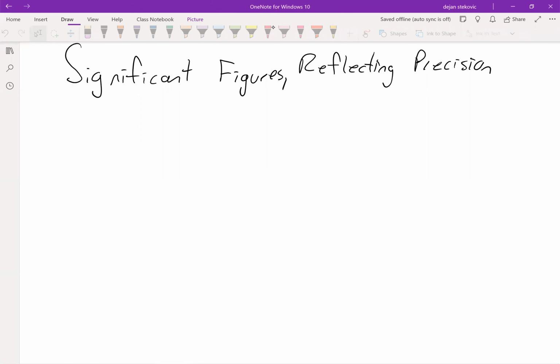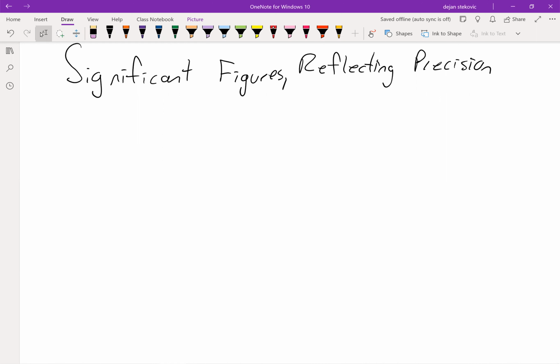All right, our next topic is significant figures, otherwise known as sig figs. And what they do is they reflect the precision of our measurements. So in science, we're always measuring things, right? We're measuring outcomes. How much product did you get? How much stuff did you put in? How many times is it better? That kind of thing. And whenever you're doing measurements in the real world, you're not going to have perfect precision.